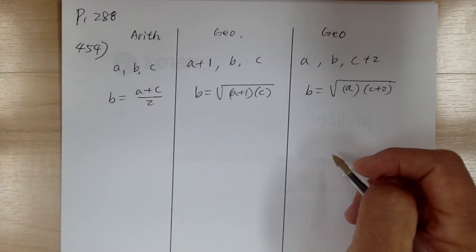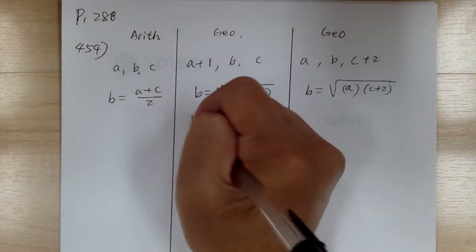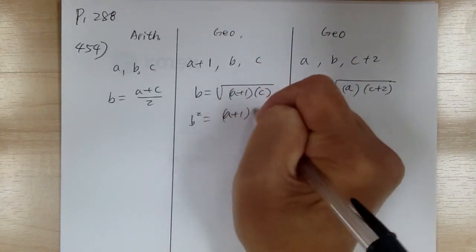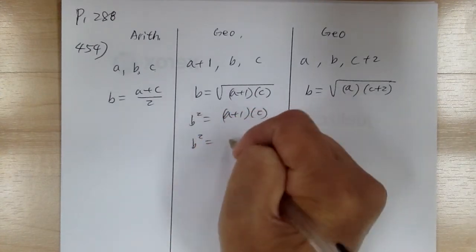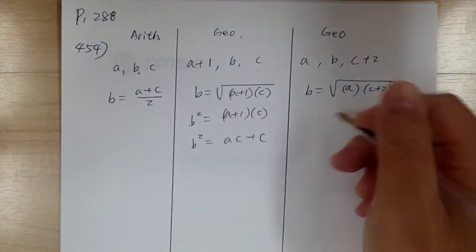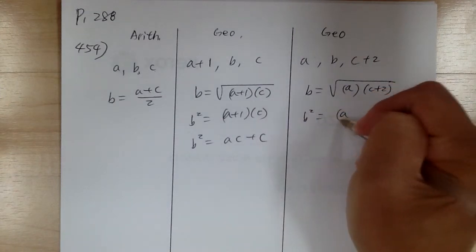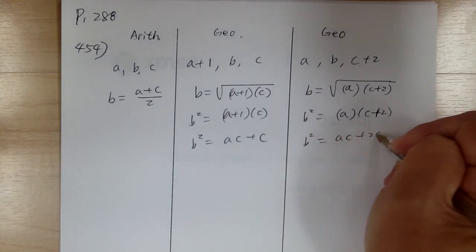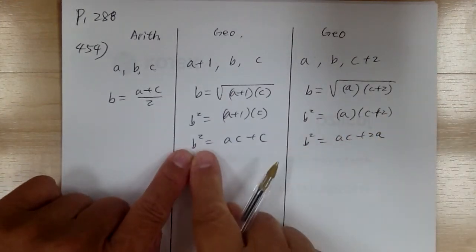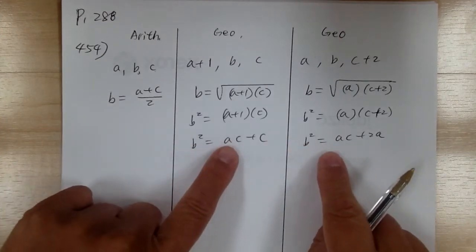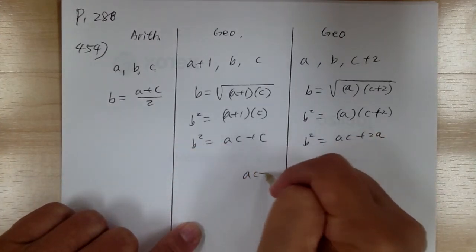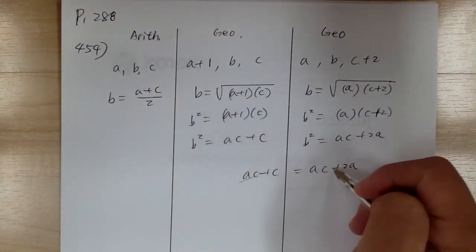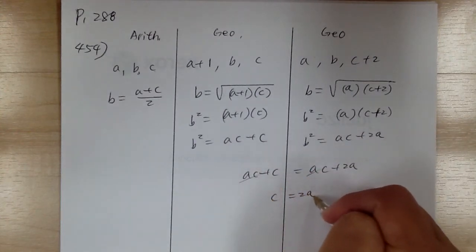Now let's square both sides. B squared equals, and I'm going to distribute, one step at a time. Square and multiply out. So you've got AC plus C. This one you square both sides, then multiply out. Now notice both of these are B squared, so they are equal to each other. So I have AC plus C equals AC plus 2A, and the AC will cancel out. So I got C equals 2A.